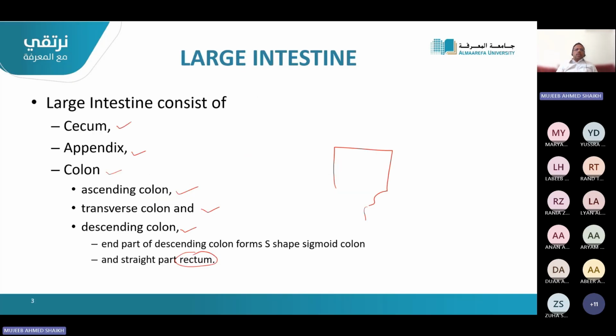A quick review about the parts or anatomy of the large intestine: the large intestine consists of the cecum, appendix, and colon. In the colon, there are different parts like the ascending colon, the part which is moving up, then the transverse colon, the part moving in a horizontal way, and the descending colon, the part which is coming down. Then there is an S-shaped colon, which is called the sigmoid colon. And there is a straight part which will open outside the body, which is called the rectum.